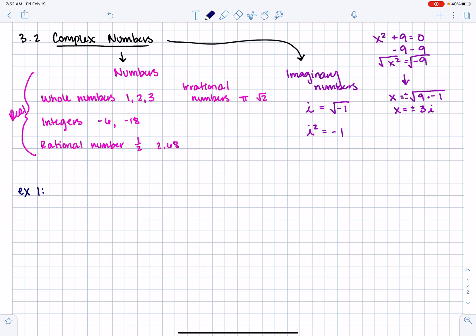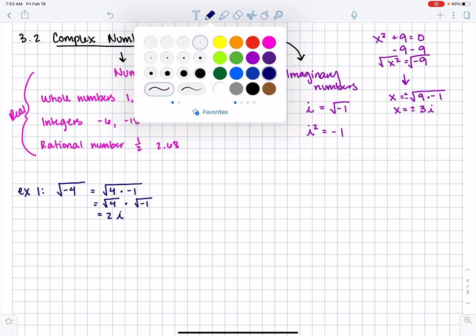Example 1 is simplifying some square roots. I'm going to give you the square root of -4. Once again, we can break that down. Square roots can be broken down into multiples, so this would be the square root of 4 times -1. I'm going to break that down one more time so you can see it: the square root of 4 times the square root of -1. The square root of 4 is 2. The square root of -1 is i. So the square root of -4 simplifies to 2i. Let's try another one.